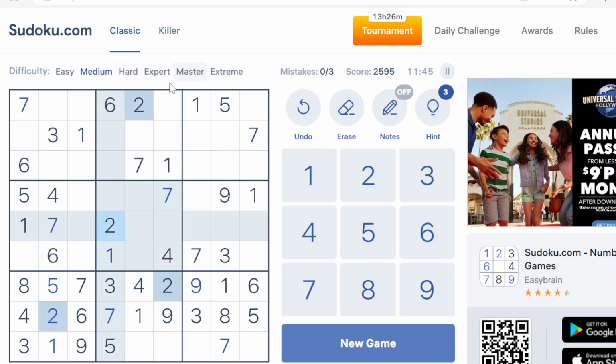For instance, 2, there's only 4 twos. And because these two rows already have twos, we know that one of these two slots has to have 2.